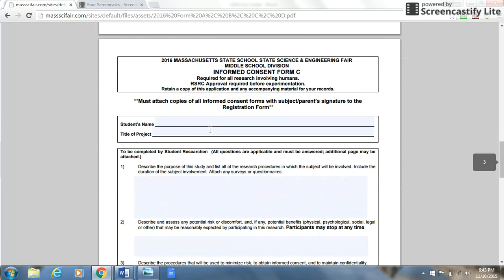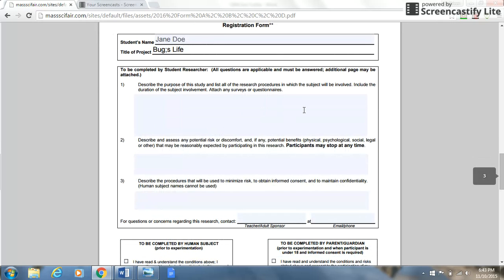Moving on to Informed Consent Form C. This form is required for every human subject that's used in a human subject experiment. The student's name again goes at the top and the title of the project. The student researcher is to complete questions 1 through 3. The first question asks that the student describes the purpose of the study, what will be involved, how long the study will go on for, and the student must also attach any surveys or questionnaires that will be given to the human subjects.